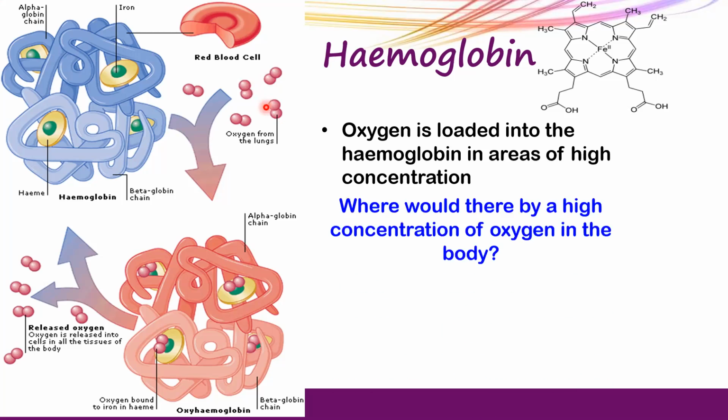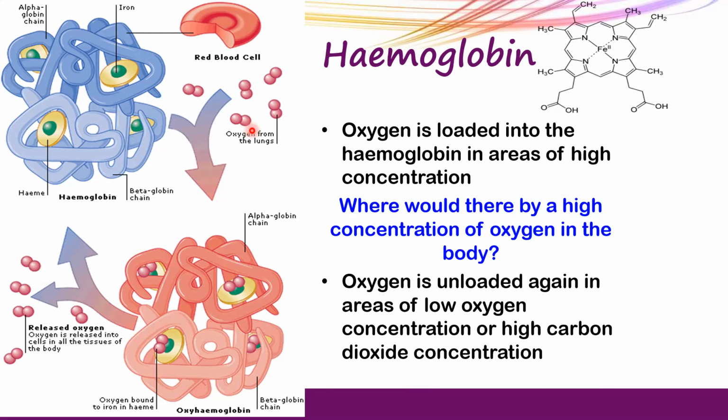Then oxygen is unloaded. In the lungs it is loaded because there's a high oxygen concentration. But when the red blood cell goes through the blood to the capillaries, the oxygen has to diffuse into the tissues and cells. So it has to be unloaded, because cells need it for aerobic cellular respiration. It will be unloaded in areas which have low oxygen concentration, down the concentration gradient basically.